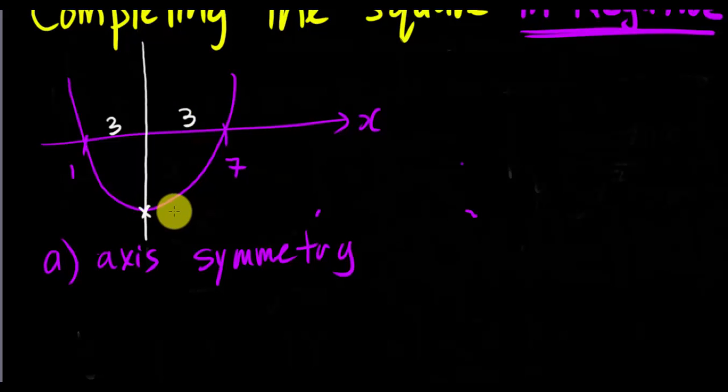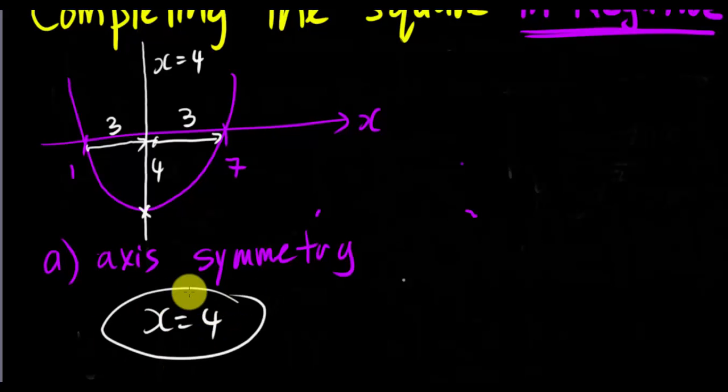So at least I can guess my axis of symmetry over here, because 1, if I plus 3, I will go into 4. If 7, I minus 3, I will get into 4 also. So I know this axis is going to be x equals 4. This is my axis of symmetry. How do I know my axis of symmetry is x equals 4?